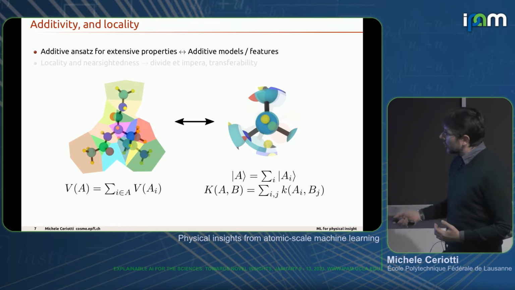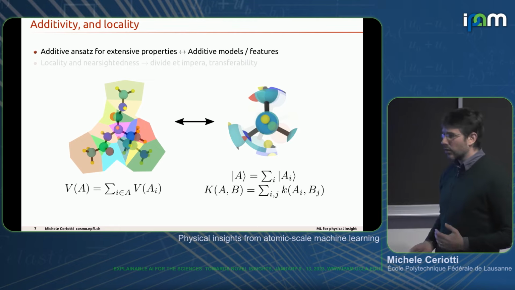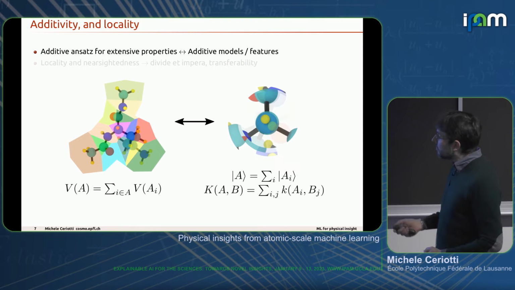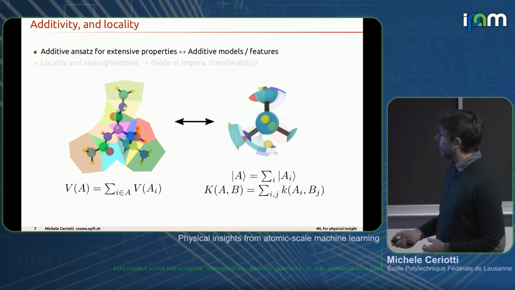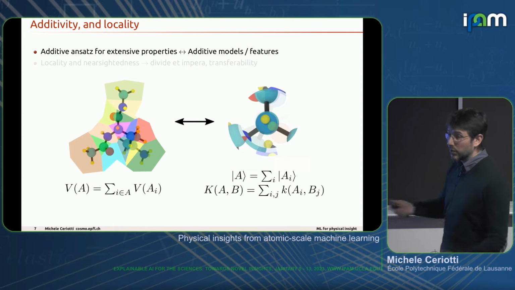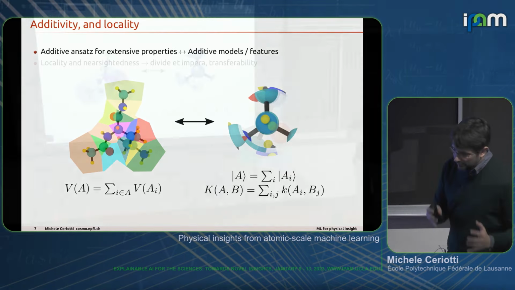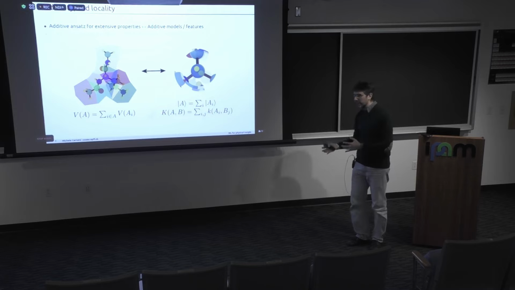So this actually, making this kind of ansatz for the target implies also, depending on the type of model, for instance, if you build a linear model, that the features for your structure should be the sum of the features for the environments. If you build a kernel model, these ansatz require that the kernel between structures is the sum of the kernels between environments. So basically, these additive ansatz on the targets translate into an additive ansatz on the structure of the models and the structure of the representation.